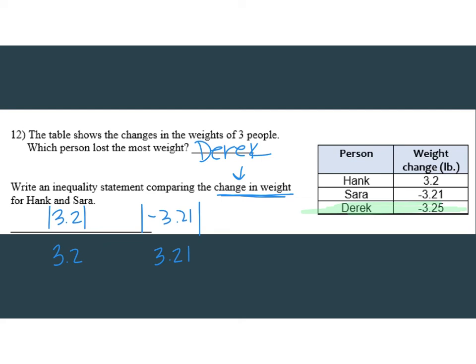And to make sure that we're comparing them correctly, we want to make sure we add a 0 at the end, so we've got the same amount of digits behind the decimal place. And we can see pretty clearly here that Sarah is actually the one who had the greatest change in weight. So this would be the inequality statement that you would write to represent this scenario.